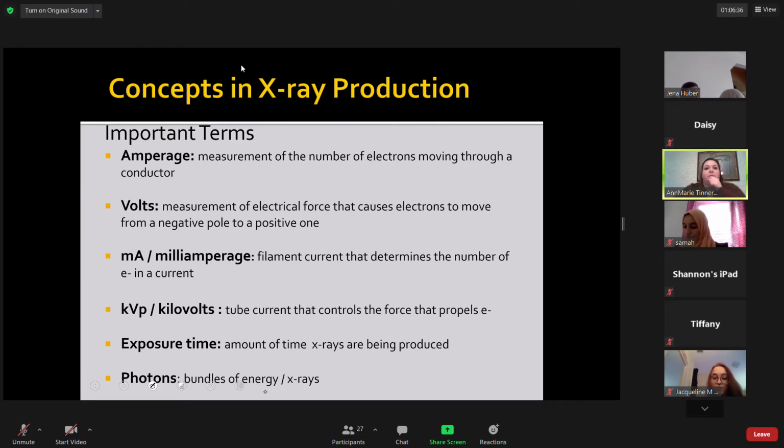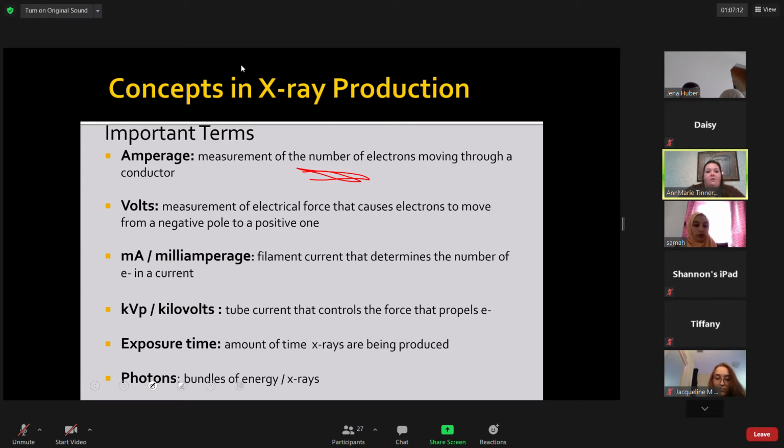Some important concepts that you need to know. Amperage. This is the measurement of the number, and this part's important, of electrons moving through a conductor. So when we talk about MA, this talks about the number. Then you have volts, which is a measurement of electrical force that causes the electrons to move from a negative pole to a positive one. It's coming from the cathode, which is negative, and moving to the anode, which is positive.